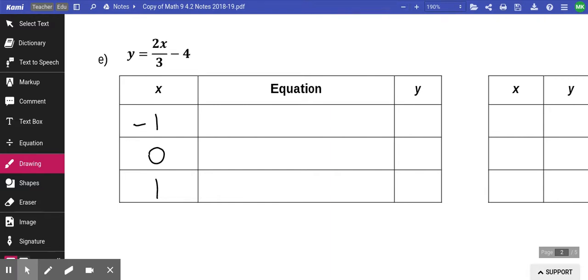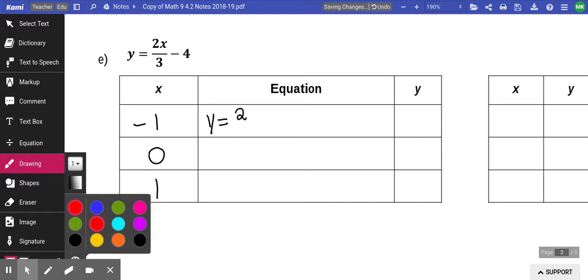You go back to your equation. You're going to change x to be negative 1. Everything else needs to stay the same. So you now have something like that. What this is saying, this is 2 times negative 1 divided by 3.